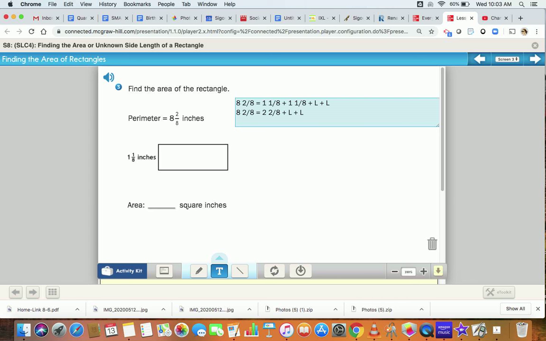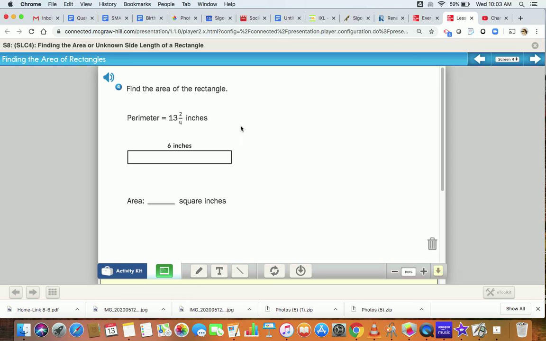So if we do 8 2/8 minus 2 2/8, which is how we would figure out what was missing, we would get a total of 6. And we wouldn't have any 8s left because they all subtracted. So if we have 6 left and we have to split that into 2 parts, then that means your length would be 3. And then you can solve for your area. So you take your 3 times your 1 1/8. So 3 times 1 would be 3. And then 3 times 1/8 would be 3/8. So 3 3/8 would be the area of that rectangle.